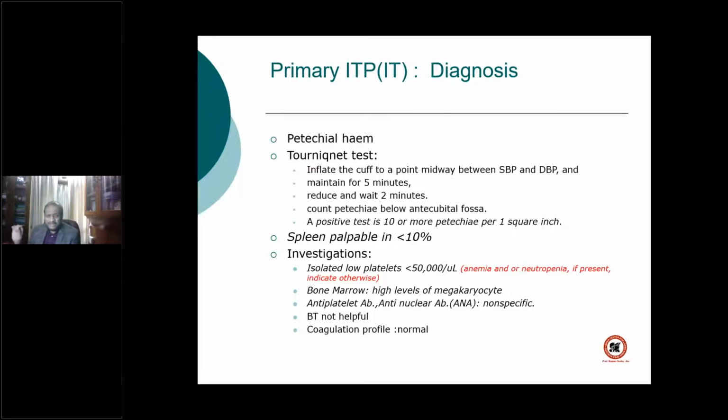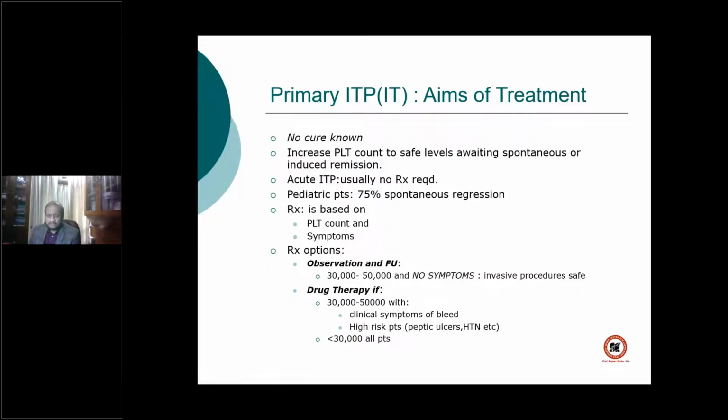Bone marrow will show high levels of megakaryocytes. Antiplatelet antibodies and antinuclear antibodies could be found, but they are non-specific. So apart from these three findings, in diagnosis, you don't find anything else. Bleeding time is not helpful. A coagulation profile is not helpful. The bottom line as far as treatment is concerned is there is no known cure. You just have to increase the platelet count to a safe level.